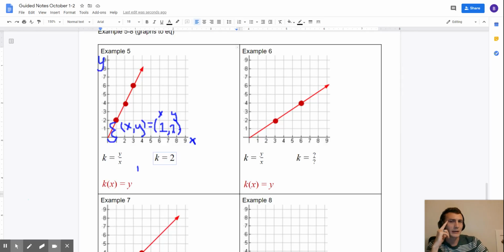Oh, wait. That's not it, though, guys. This is something that happens. We forget that we're not done yet. K equals 2, and you can plug it in. 2x equals y. X and y stay x and y still. So the only difference here is how we find our k value. And we already know how to do that, y'all.